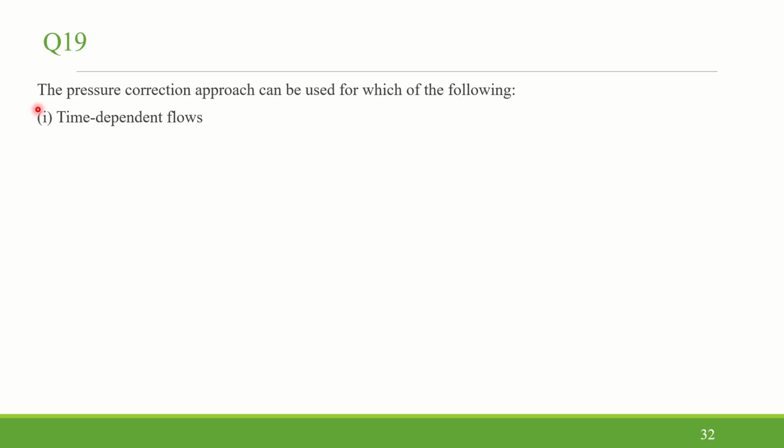Options are: 1, time dependent flows; 2, three-dimensional flows; 3, viscous flows. The same question was asked in the previous problem, as it cannot be used for which of the following. Now we know that it can be used for all three, because the pressure correction approach can be used for time dependent problems, three-dimensional problems, and viscous flow problems as well. So it can be used for all of these.